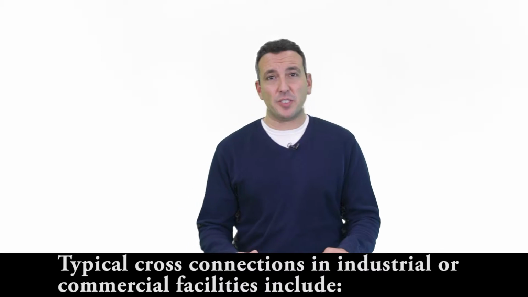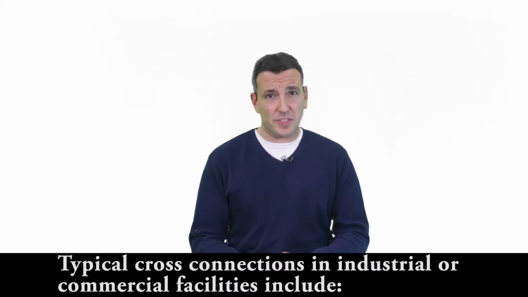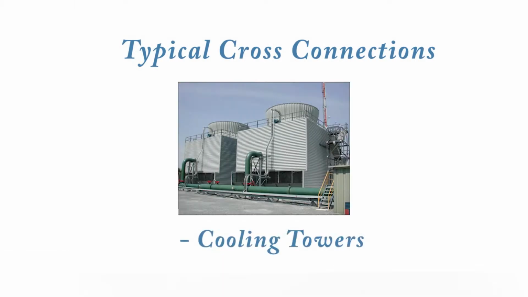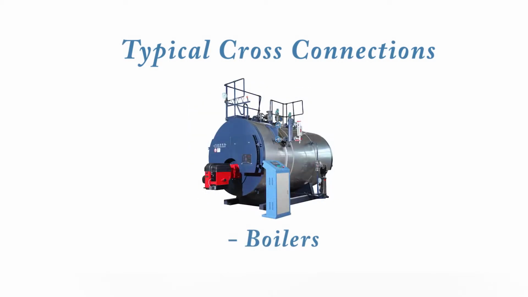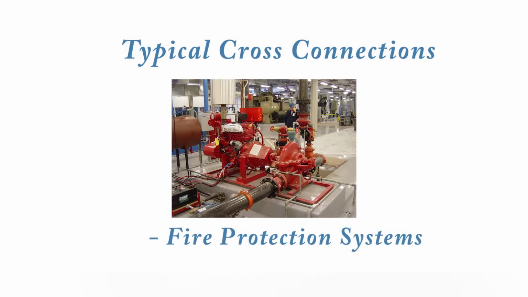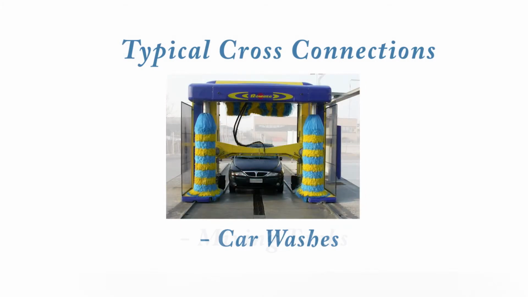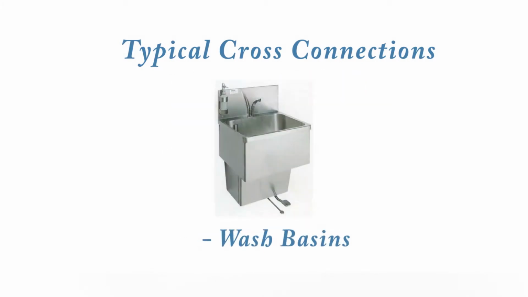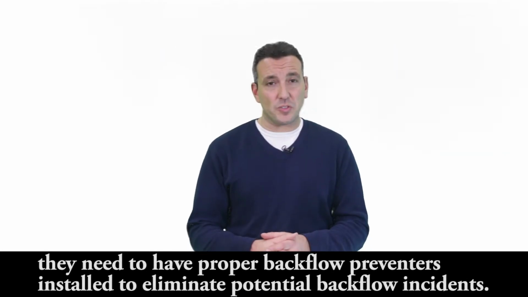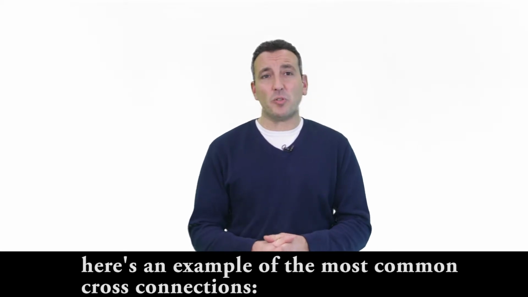Typical cross connections in industrial or commercial facilities include cooling towers, chillers, boilers, fire protection systems, restrooms, paint booths, car washes, mixing tanks, wash basins, and service sinks. They need to have proper backflow preventers installed to eliminate potential backflow incidents. Here's an example of the most common cross connections.